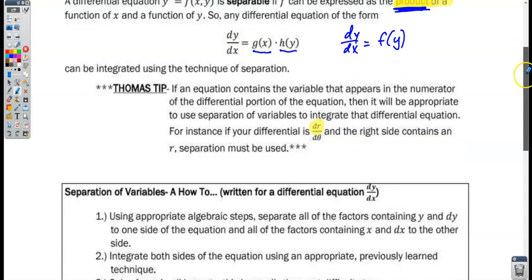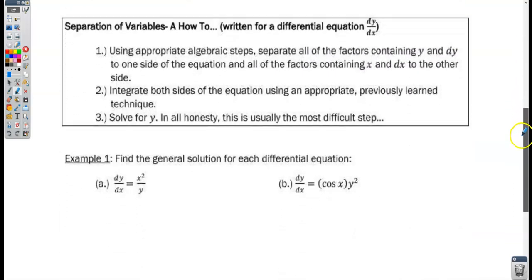Alright, so how does it work? Separation of variables, a how-to, and we'll go through this how-to written specifically for a differential equation of the form dy dx. First things first, notice that the variable that's in the numerator of our differential here in part A is on the right-hand side of the equation. Okay, so first step, using appropriate algebraic steps, separate all the factors containing y and dy to one side of the equation and all the factors containing x and dx to the other side.